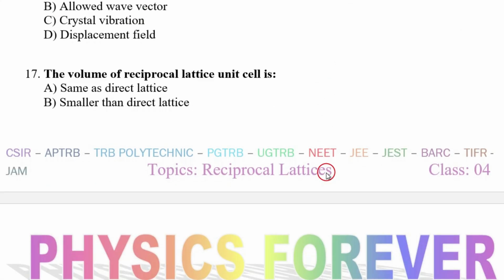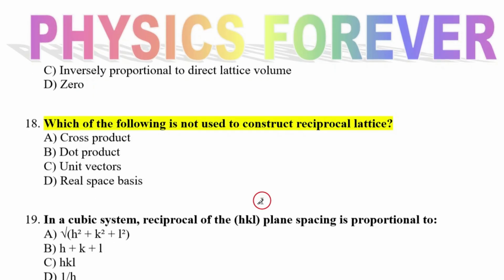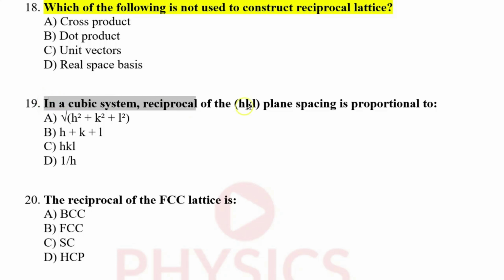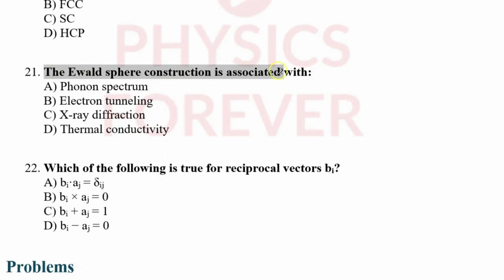Then question number 17, then the volume of the reciprocal lattice unit cell is. Question number 18, which of the following is not used to construct the reciprocal lattice? You can say these immediately on seeing them. In a cubic system, the reciprocal of HKL plane spacing is proportional to. Question number 20, the reciprocal of FCC lattice, the Ewald sphere construction is associated with. So I just told you, I told you at first, all of these we have to answer within a fraction of a second.